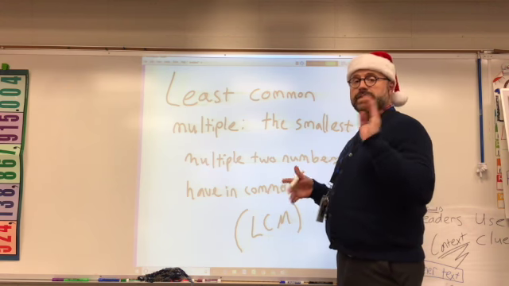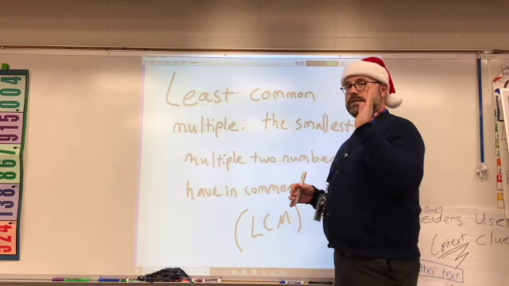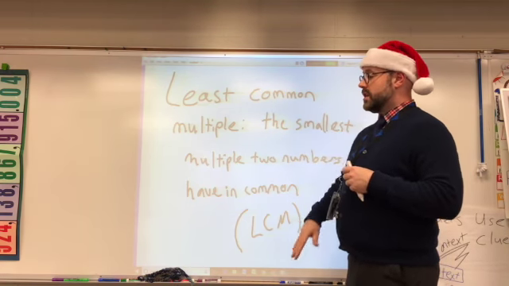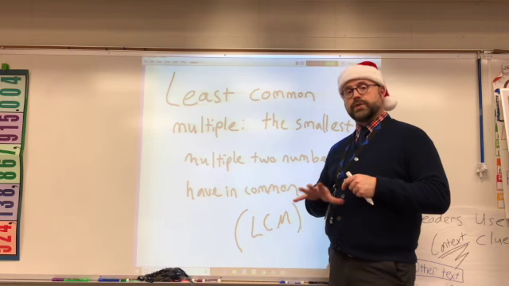Just like in greatest common factor, you factored out the numbers and said, okay, these two numbers both have 10 as their greatest common factor. Here, you're going to look at two numbers and find the smallest multiple they both have in common.